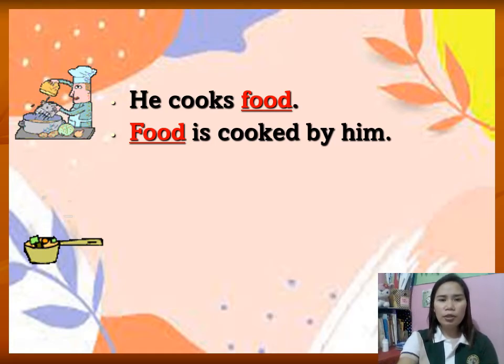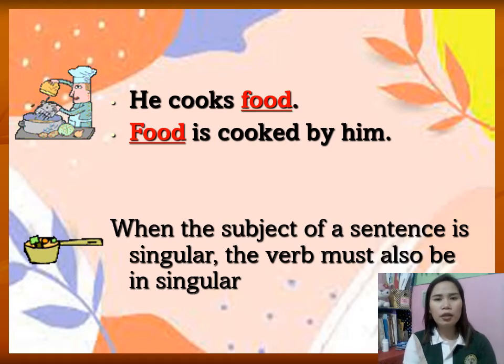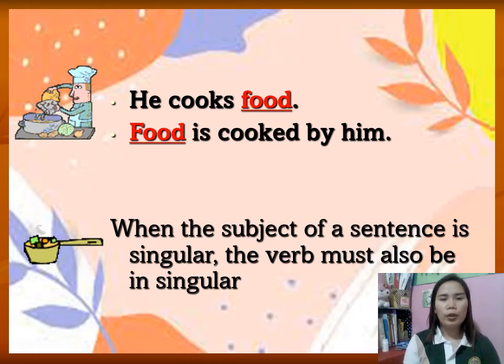So here, when the subject of a sentence is singular, the verb must also be singular, of course. And that is why we use is cooked. Is cooked is present tense because of cooks. Cooks is in present tense and food is singular. That's why we use is cooked. And cooked with ed is the past participle of the verb cook. By the way, cook is a regular verb. That's why ed is added.